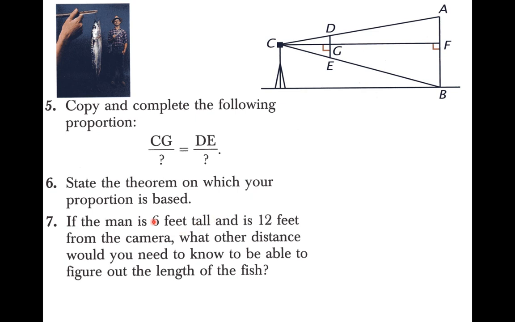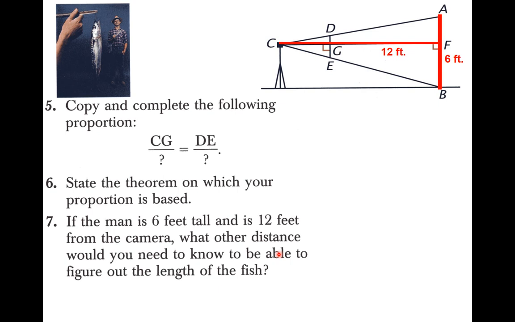And name the theorem. Now you're going to plug in some values. 6 feet and 12 feet. The man is 6 feet tall, and he's 12 feet from the camera. What other distance would you need to know to be able to figure out the length of the fish? We need DE. You'd need corresponding parts. Since we have the right side and the altitude, we would want the same two parts of this smaller triangle CDE.